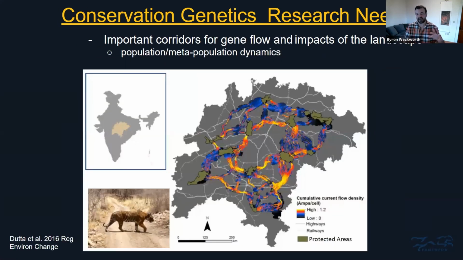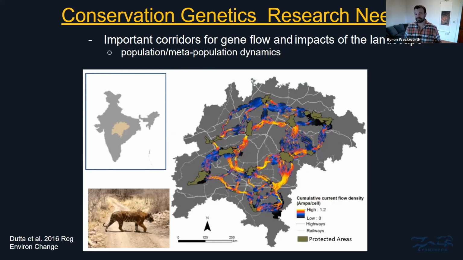We can take this to a finer scale. So this is bringing it back to tigers and looking in central India among protected areas for tigers. What this paper has done is they've used least cost paths and current flow methods to look at corridors among protected areas. And again, think of this figure as a hypothesis. This is based upon habitat needs of tigers, how they predict the connections among the protected areas.